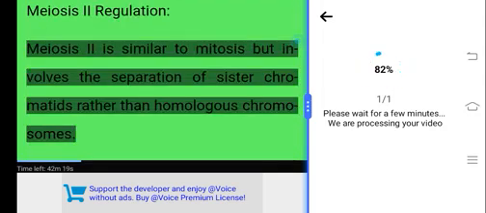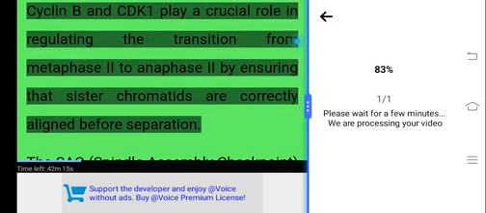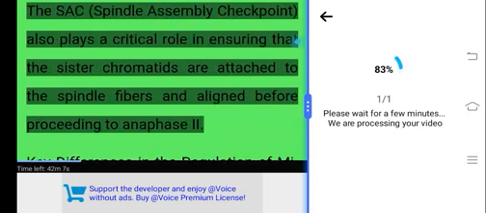Meiosis II regulation. Meiosis II is similar to mitosis but involves the separation of sister chromatids rather than homologous chromosomes. Cyclin D and CDK1 play a crucial role in regulating the transition from metaphase II to anaphase II by ensuring that sister chromatids are correctly aligned before separation. The SAC, spindle assembly checkpoint, also plays a critical role in ensuring that the sister chromatids are attached to the spindle fibers and aligned before proceeding to anaphase II.